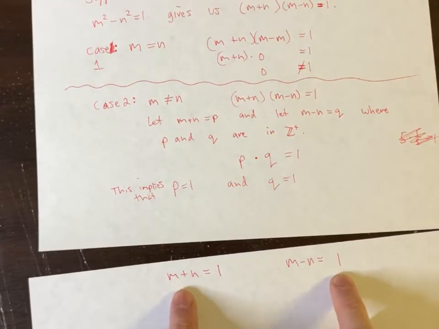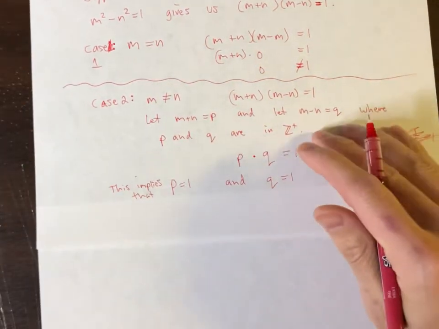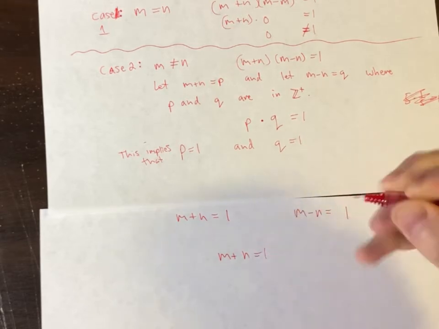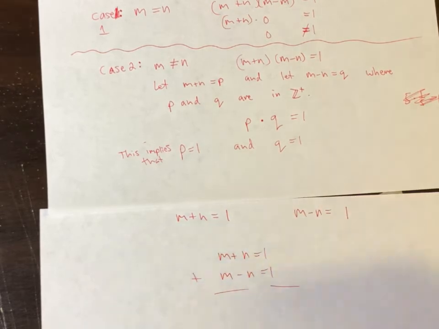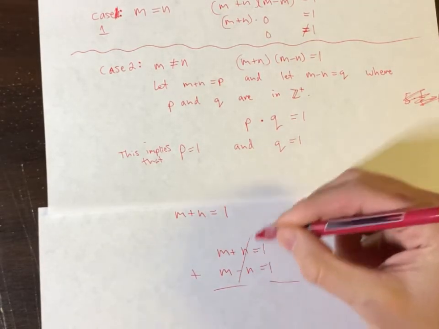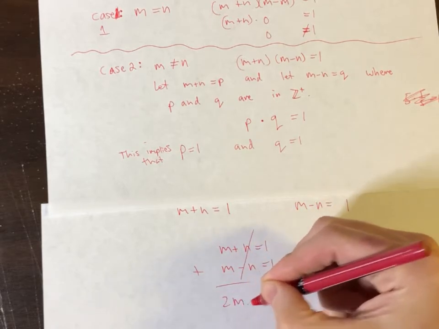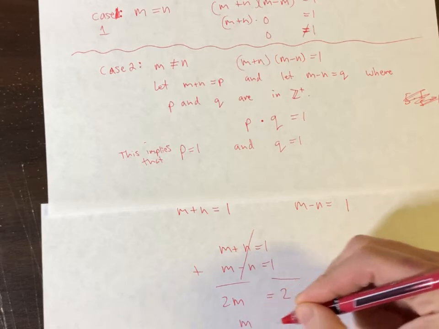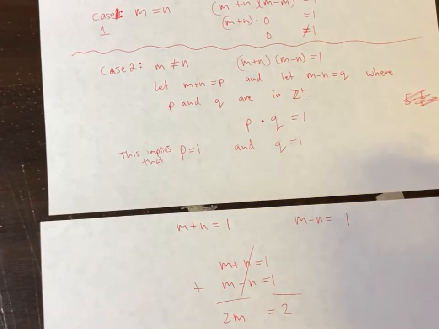Now look at what happens here. Why don't we take these two equations and add them together? Let's see what happens. If you go m plus n equals 1 and m minus n equals 1, if you add these equations, notice that the n's eliminate. M plus m is 2m, 1 plus 1 is 2. This tells us that m equals 1, and that's fine. I have no problem with that.